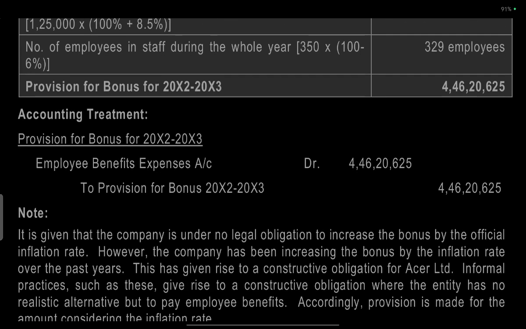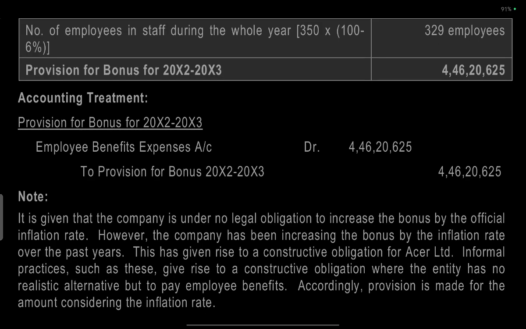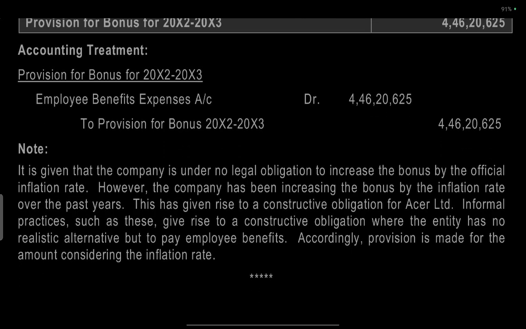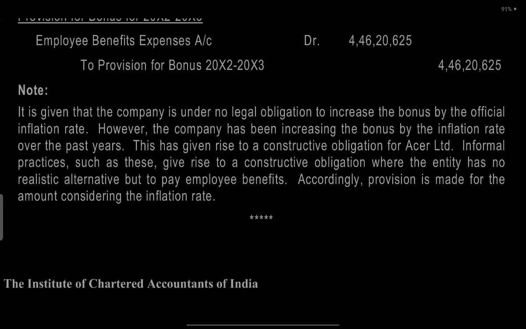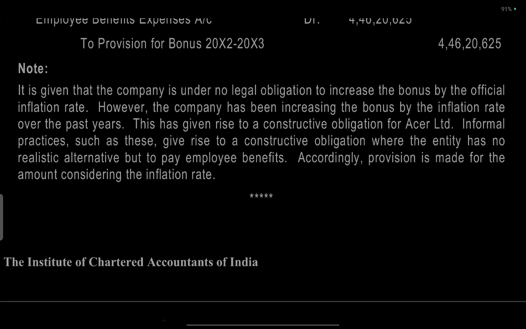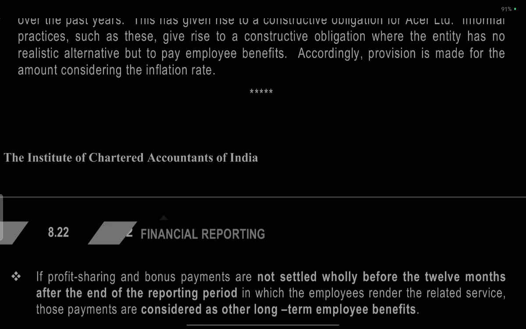It is employee benefit expenses account to provision of bonus, 46 lakhs 20,625. Note that in the given case, the company is under no legal obligation to increase the bonus by the official inflation rate. However, the company has increased the bonus by the inflation rate over the past years. This has given rise to a constructive obligation of the company. Informal practices such as these give rise to a constructive obligation where the entity has no realistic alternative but to pay the employee benefit according to the provision made, considering the inflation rate.